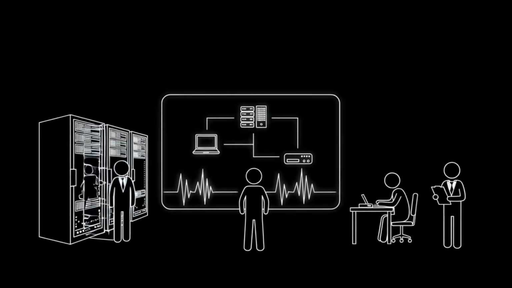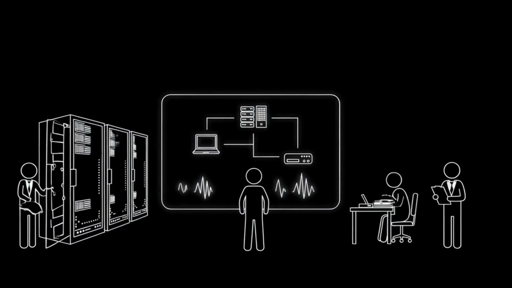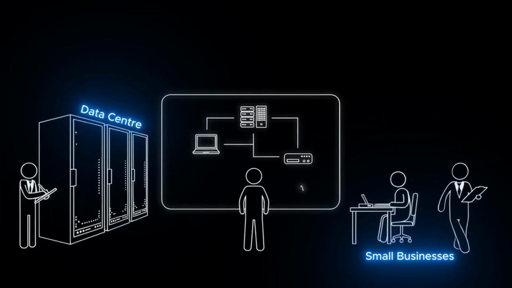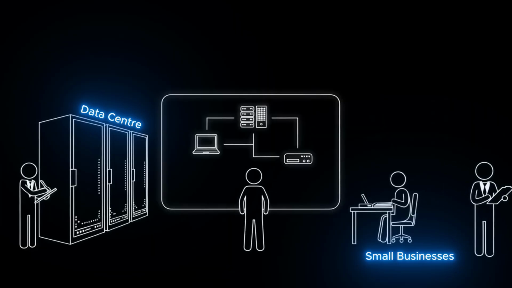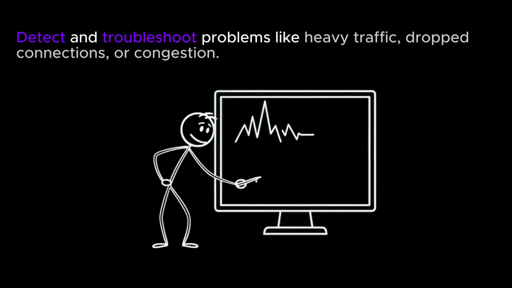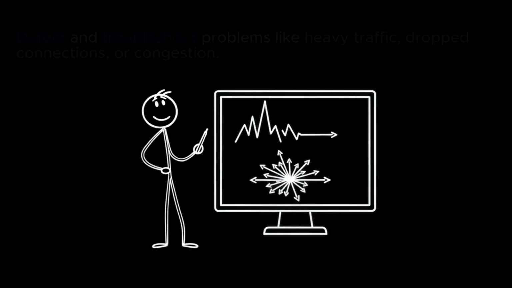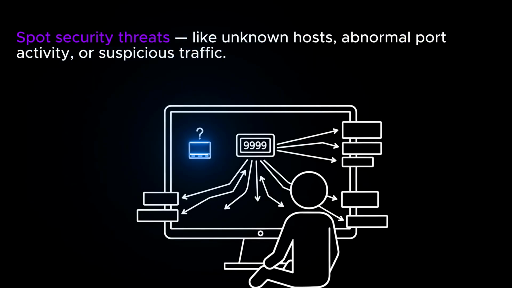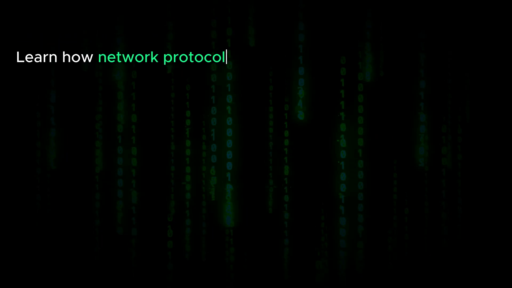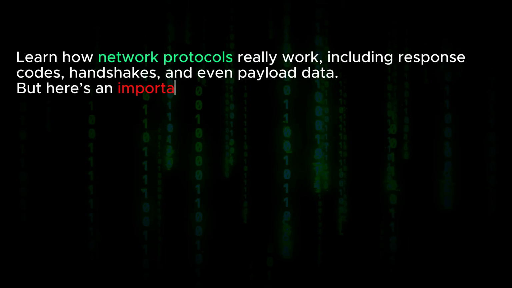Wireshark is one of the most powerful traffic analyzer tools out there. It's used in real-world environments, from data centers to small businesses, by network engineers, cybersecurity experts, and even students trying to understand what's flowing through a network. You can use it to detect and troubleshoot problems like heavy traffic, dropped connections, or congestion. Spot security threats, like unknown hosts, abnormal port activity, or suspicious traffic. Learn how network protocols really work, including response codes, handshakes, and even payload data.